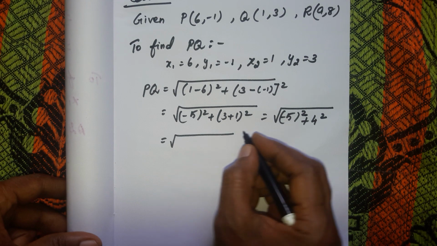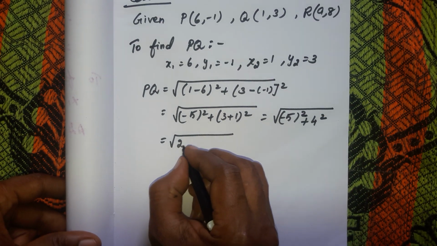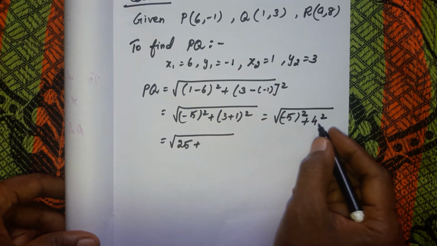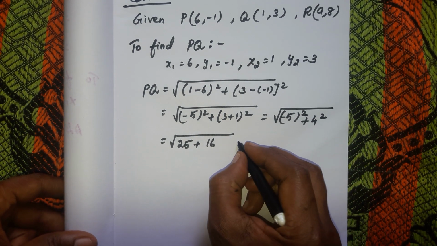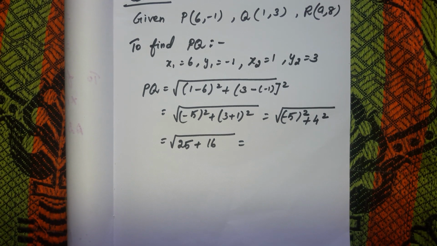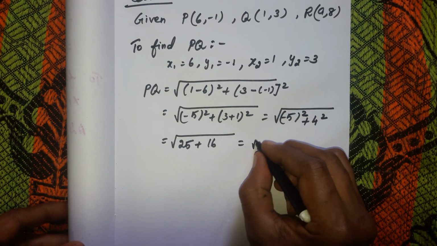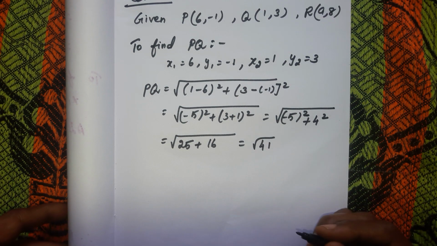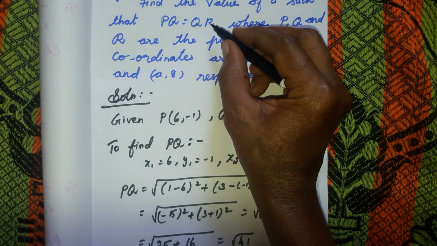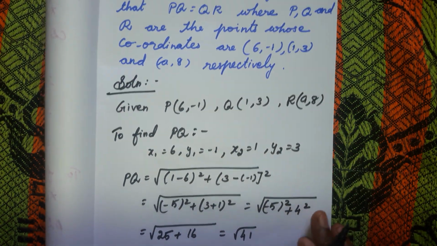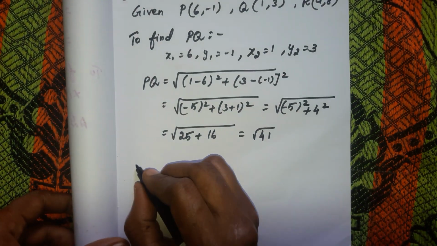It's equal to (−5)² which is 25, plus 4² which is 16. 4 fours are 16. So it's equal to 25 plus 16. What's the value of 25 plus 16? 41. So PQ is root 41. Clear? Next, similarly we want to find out QR also.